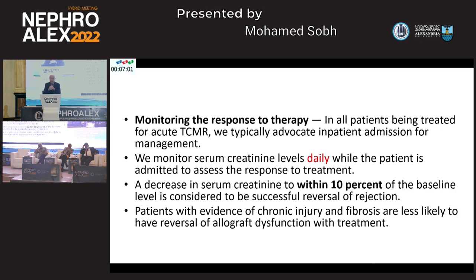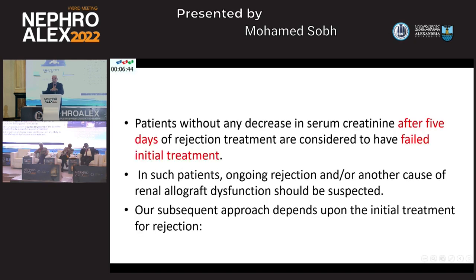After treatment, we monitor the response to therapy. All patients, of course, are admitted. We follow serum creatinine daily. If it goes down to 10% above the baseline, we say the treatment is successful. But failure to achieve this, we may say failure of treatment, and we have to go to the next steps. In such a patient who fails to respond, either it is ongoing rejection or another cause of renal allograft dysfunction should be suspected, for example CMV, glomerulonephritis, or ATG toxicity, or antibody-mediated rejection.